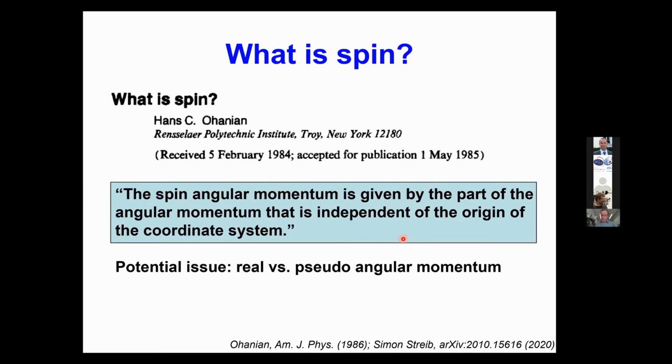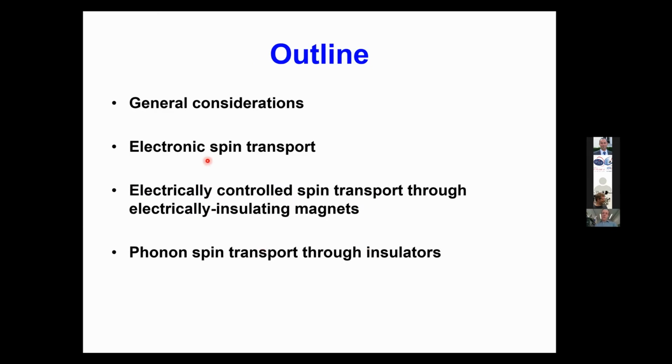So some recent works have been discussing, for example, orbital angular momentum of magnons or phonons, and most of the time this is pseudo angular momentum, whereas what I'm going to talk about is all about real angular momentum, real spin angular momentum. So if you want to learn more about that, I encourage you to read both of these papers. Now, having said that spin is independent of the coordinate system, it makes sense to think about transporting spin. And so I'll be going through various developments in transporting spin.